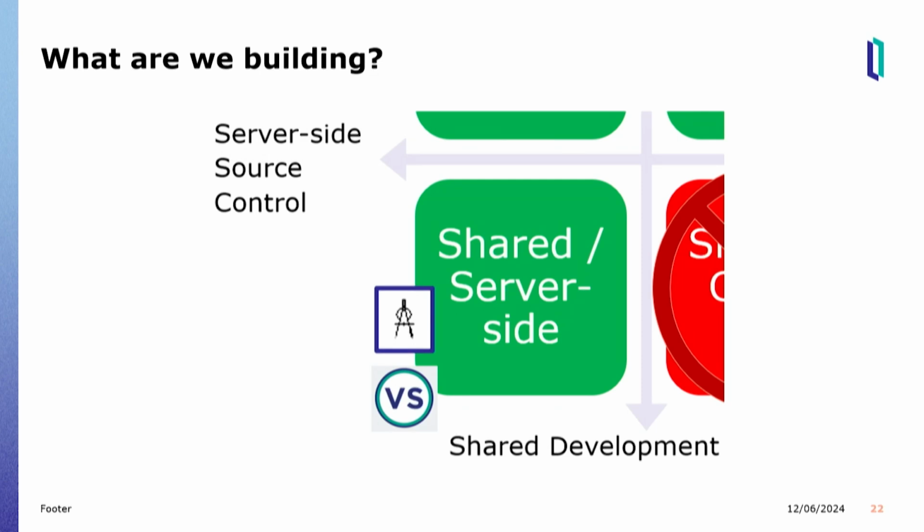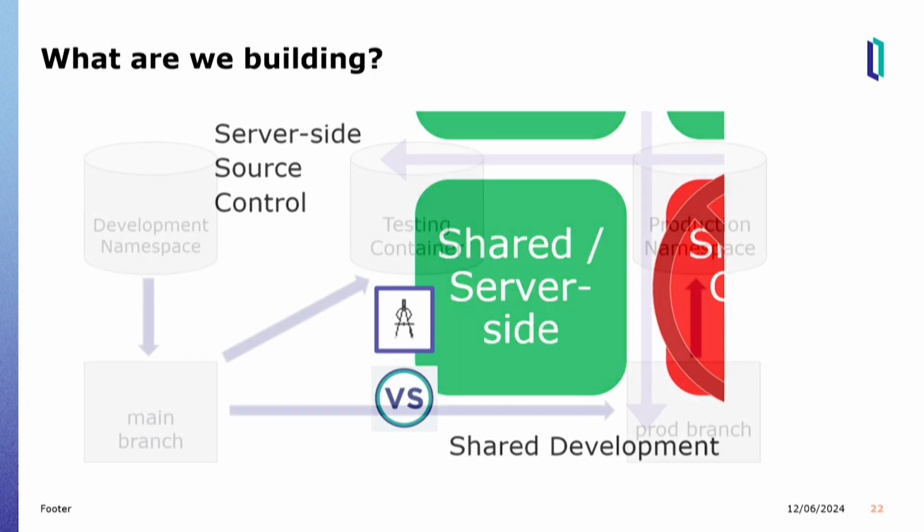So you remember this quadrant from before? We're going to be in the lower left-hand corner of it. We're starting with a shared development environment. We're going to stick with that because it's easiest for now. But we want to add source control, so we're going to be using our server-side source control hooks.